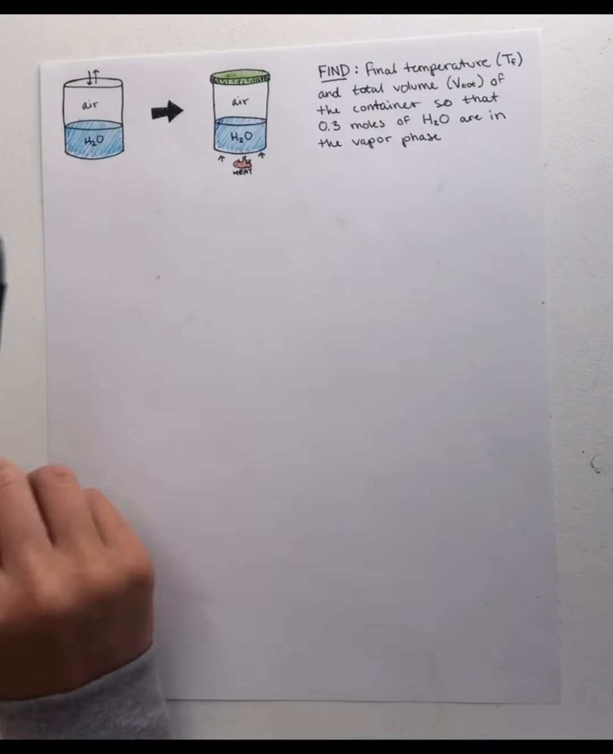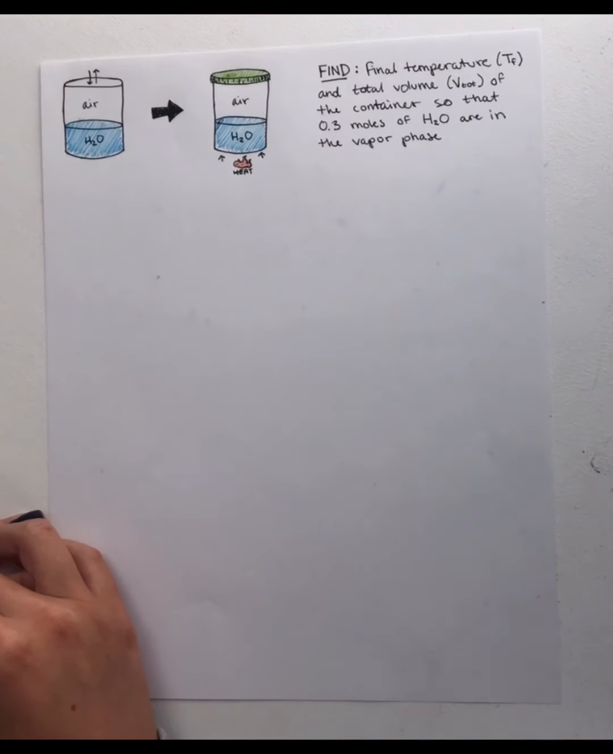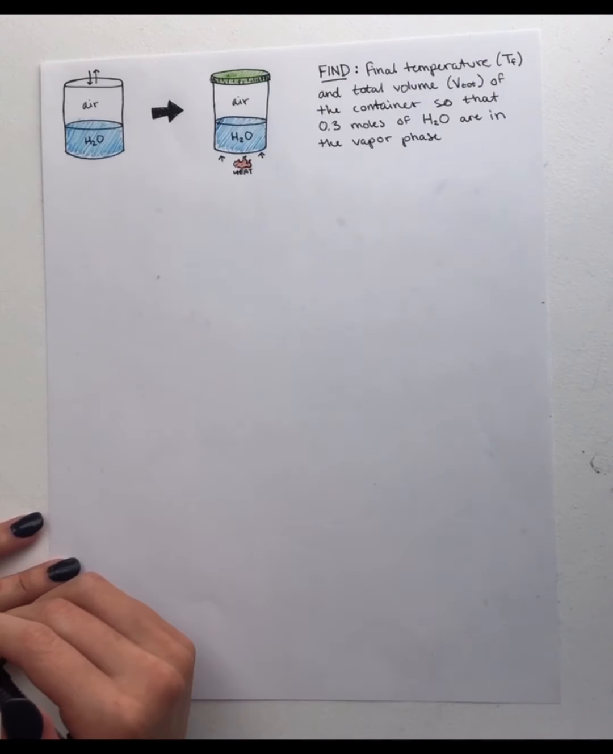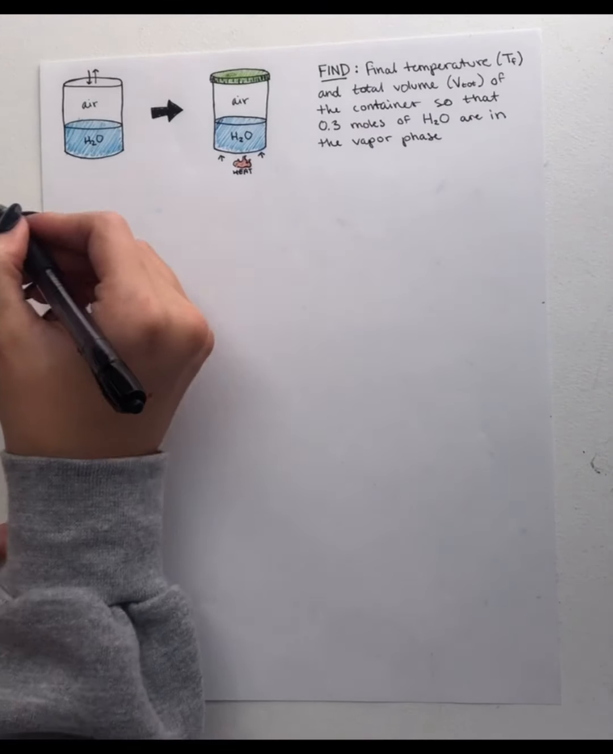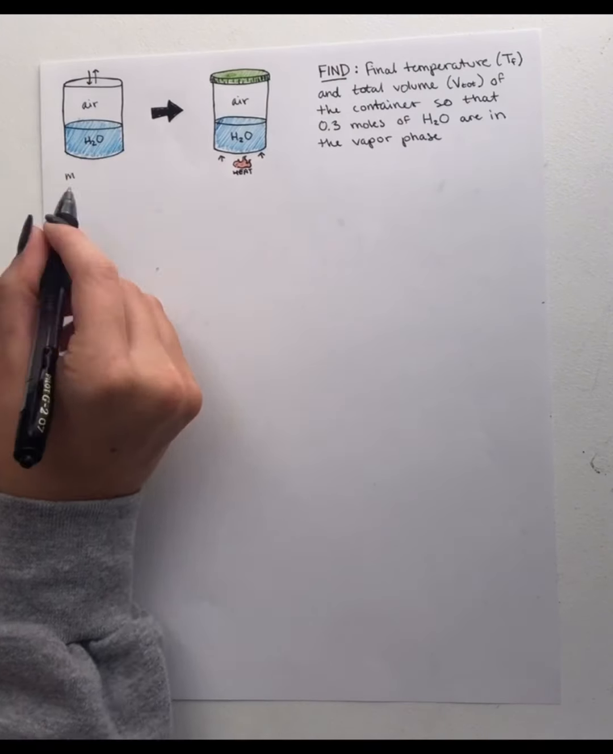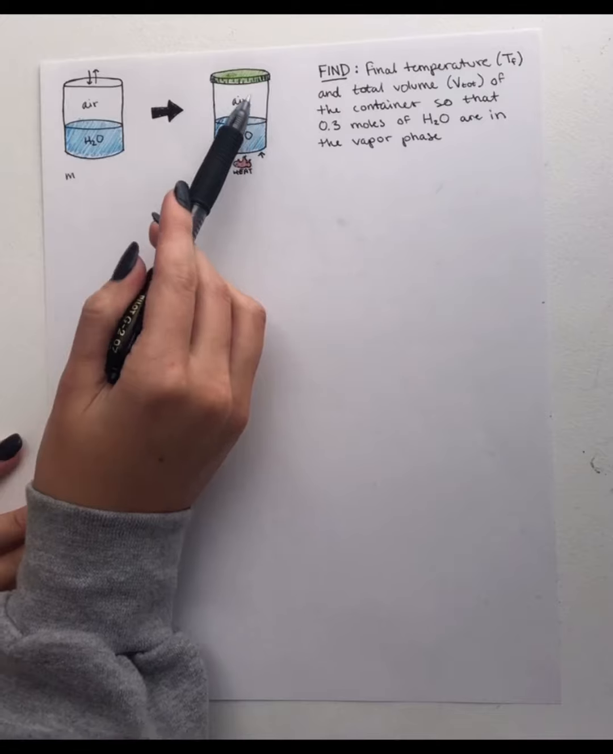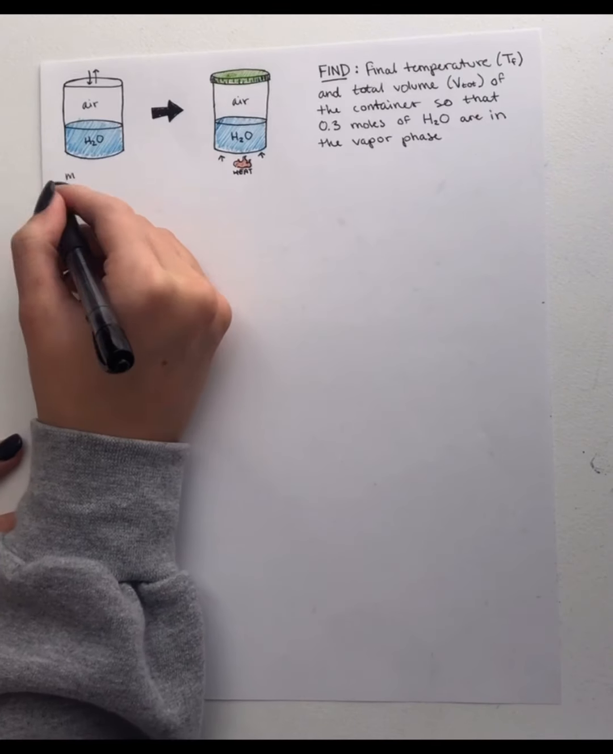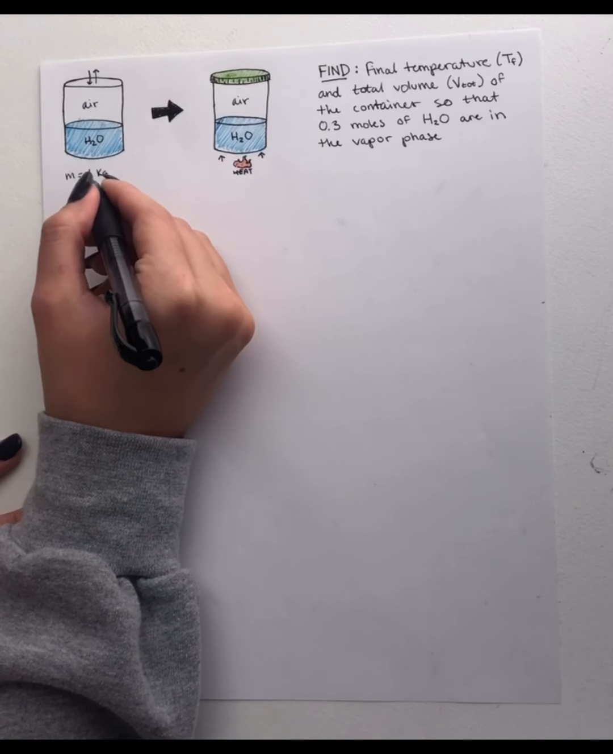And what we want to find is the final temperature and total volume of the container so that 0.3 moles of water are in the vapor phase. So first let's write out our knowns. This is going to be the initial phase of this system, and then this is going to be the final. We have 1 kilogram of water.